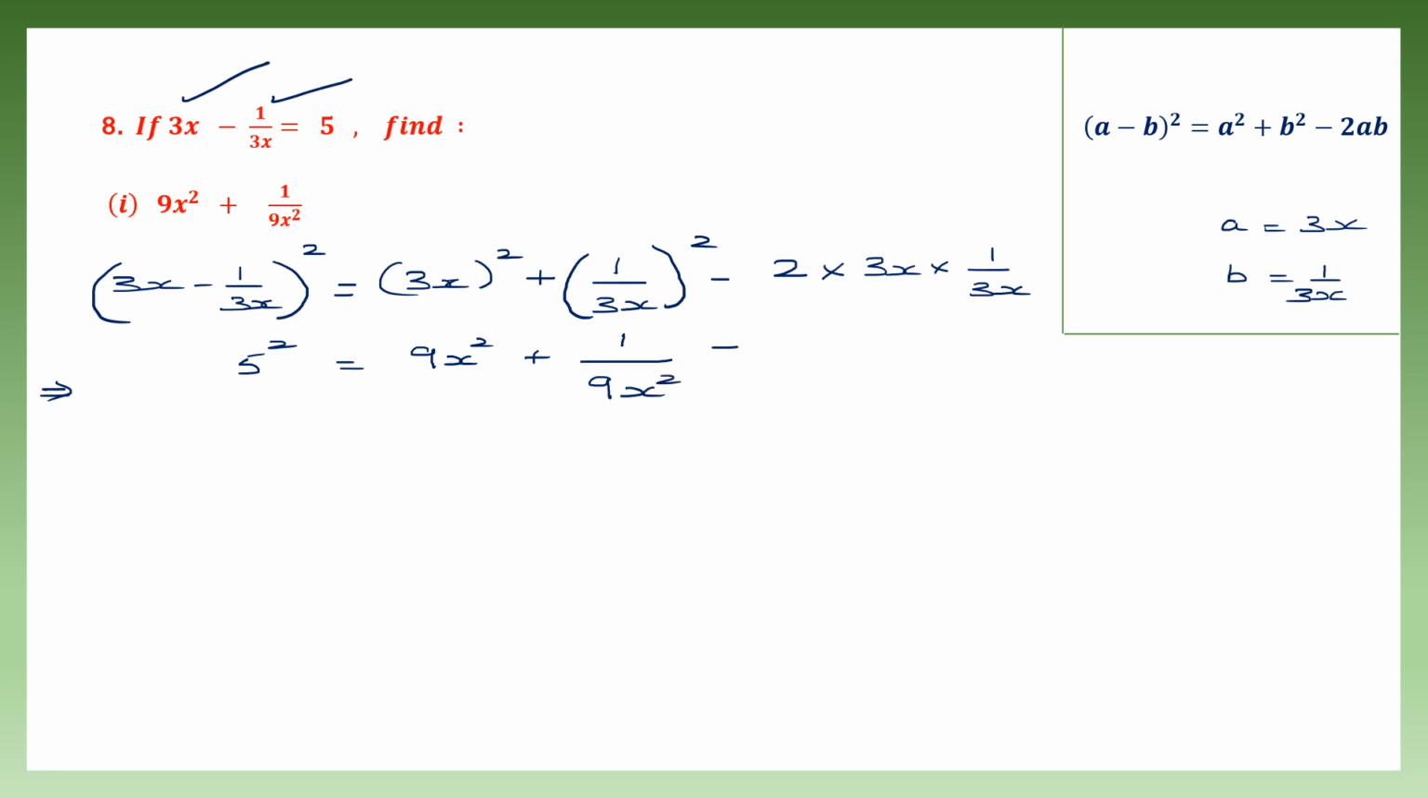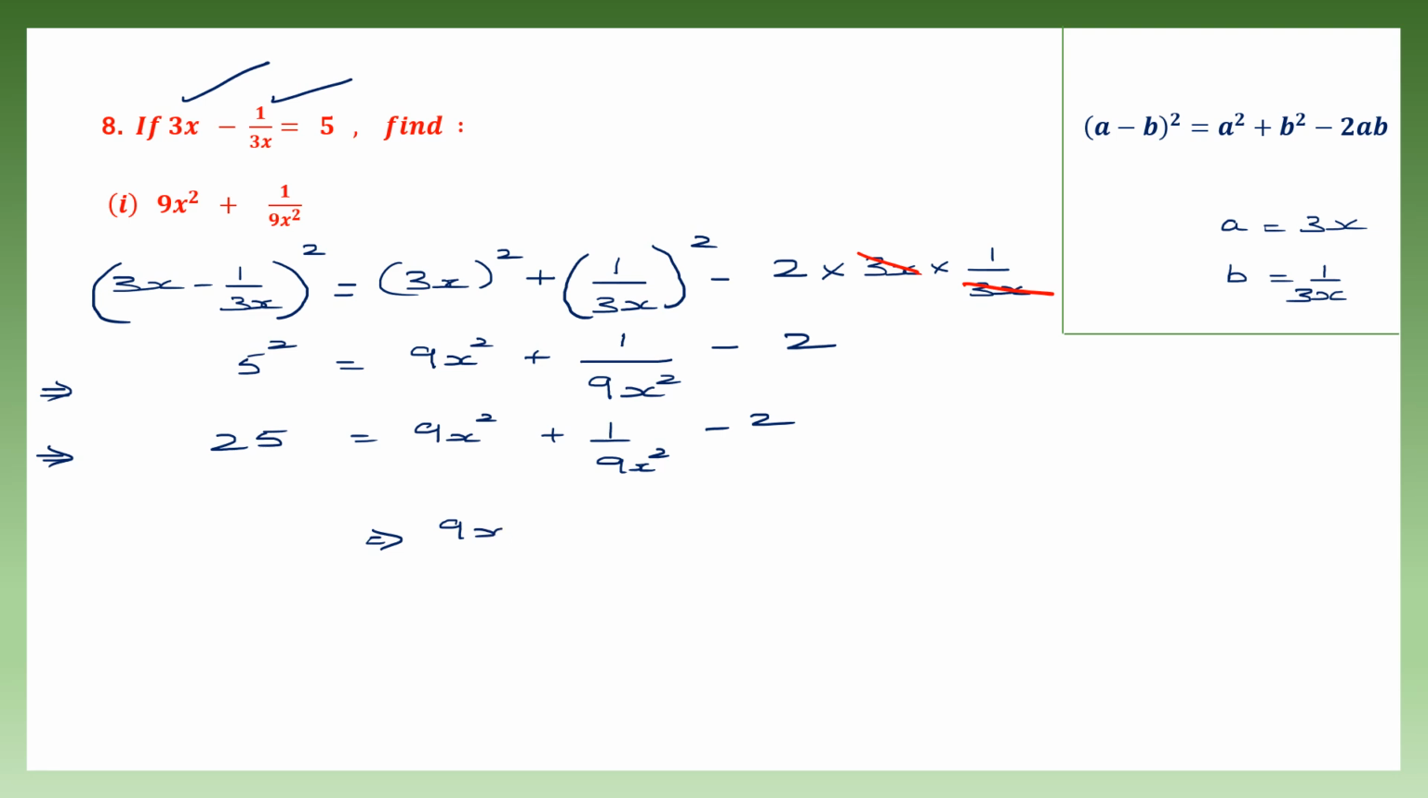Minus, now here we can cancel 3x and 3x. We only have 2. So here, 5 square, 5 5s are 25. 25 is equal to 9x square plus 1 by 9x square minus 2. Now can you see? Here we have 9x square plus 1 by 9x square. That is what we have been asked to find. So let's leave it here and continue.